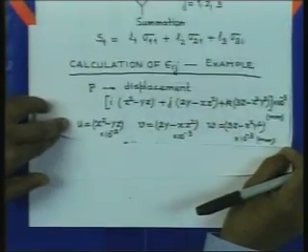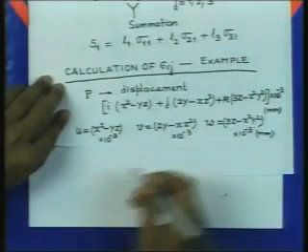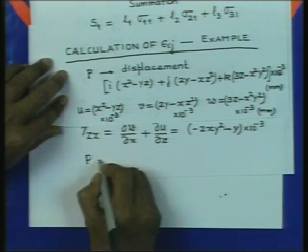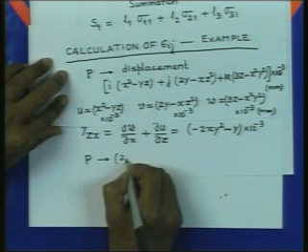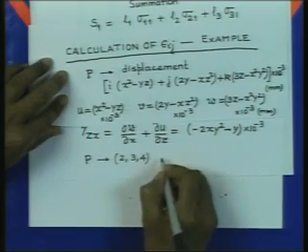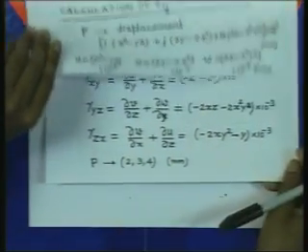It is given specifically to calculate the strains at a point. The point P coordinates are given as 2, 3, 4 in millimeters. So if we now substitute the values of these coordinates, then we get the following strains.